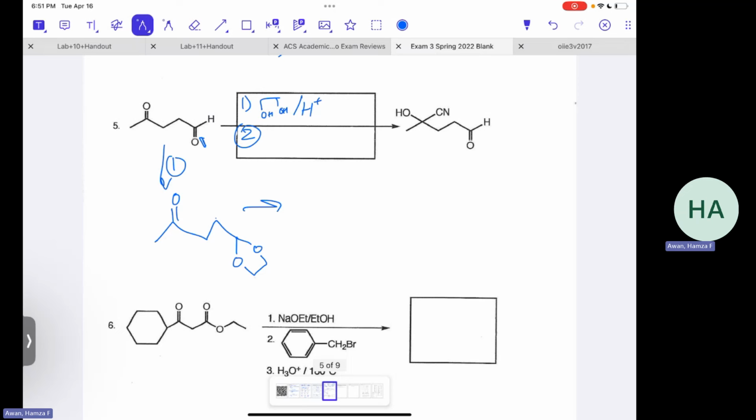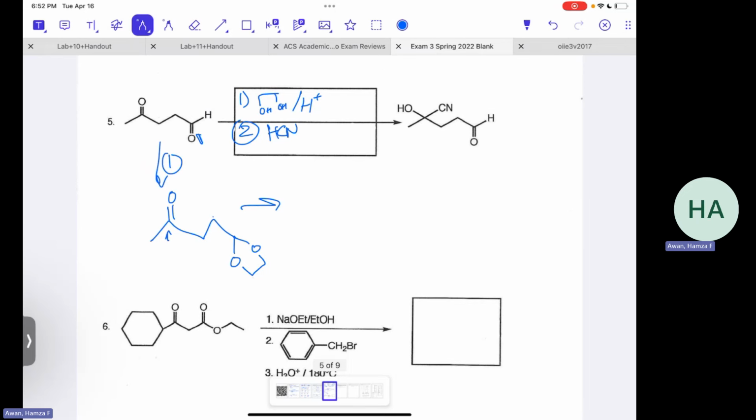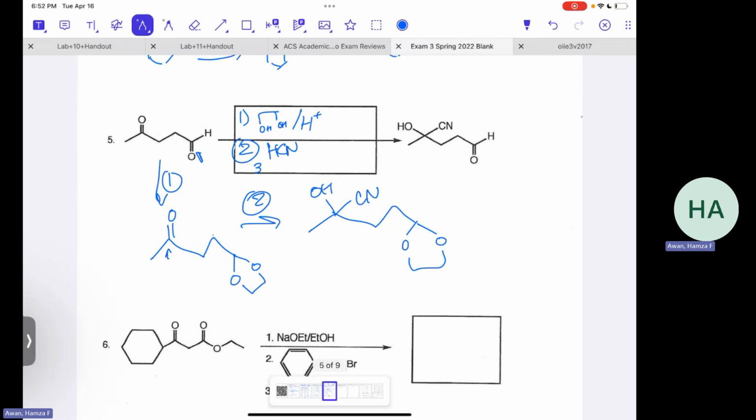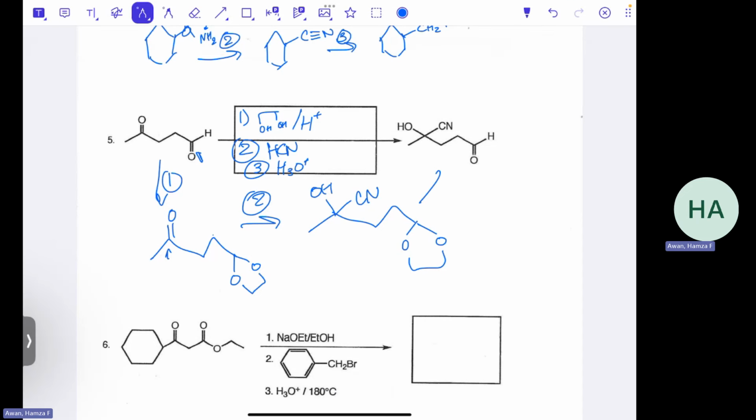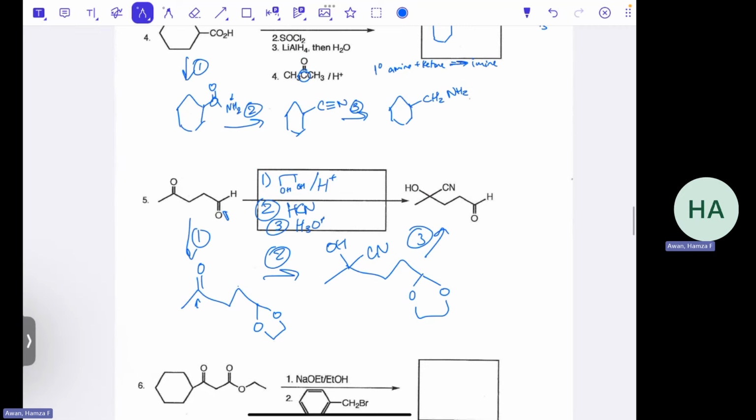Then for number 2, we're going to use HCN to attack the ketone. Whenever we do this, it's just going to attack the carbonyl carbon. And so for number 2, we have our OH and CN and our protected aldehyde group. And for our final step, we just use H3O+ to get our aldehyde back, and that's going to give us the final product.